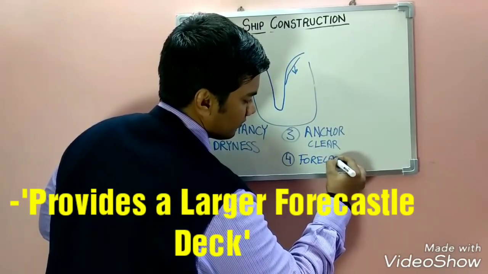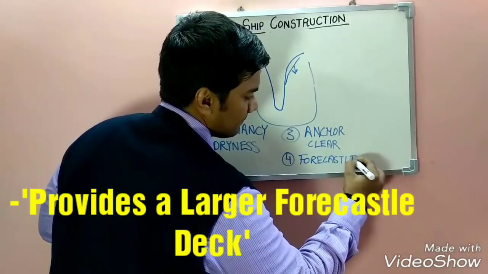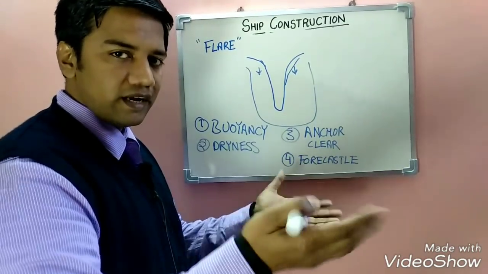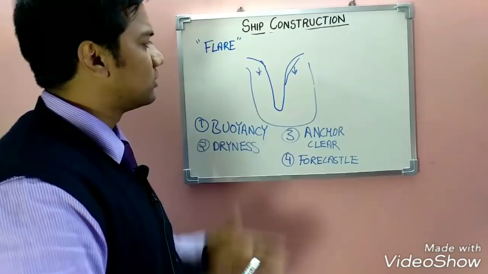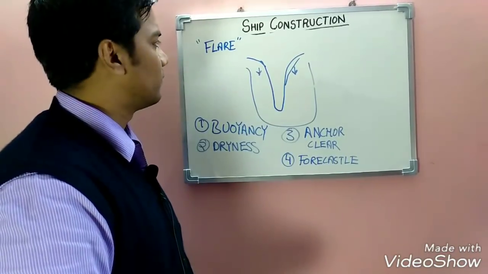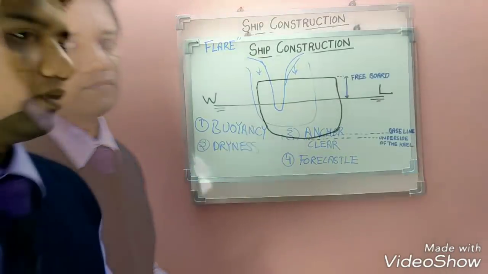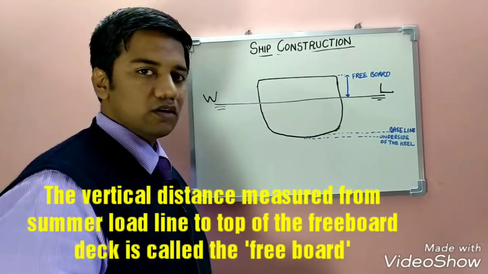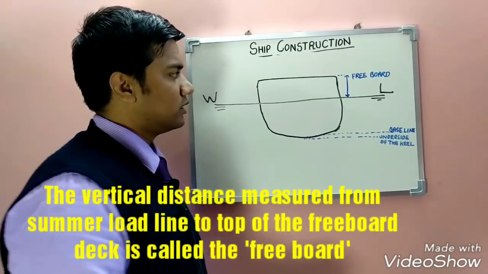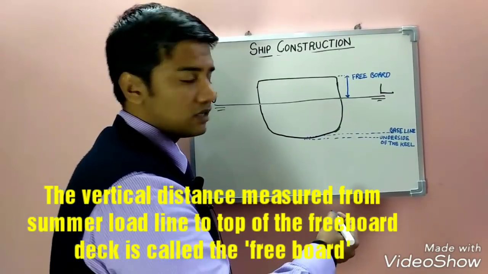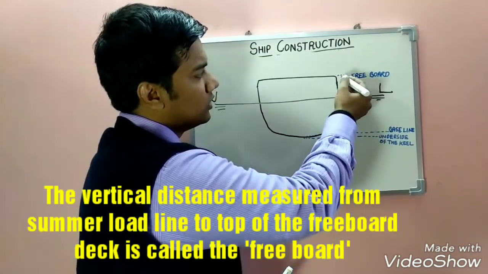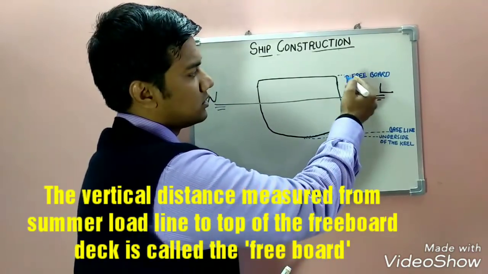Your forecastle. So it provides for a larger deck area in the forward, which is the forecastle. This is the function of flare. So moving on to our next definition, which is freeboard. Now freeboard, as you can see over here, is the vertical distance measured from the waterline or the summer load line to the freeboard deck. This is your freeboard.